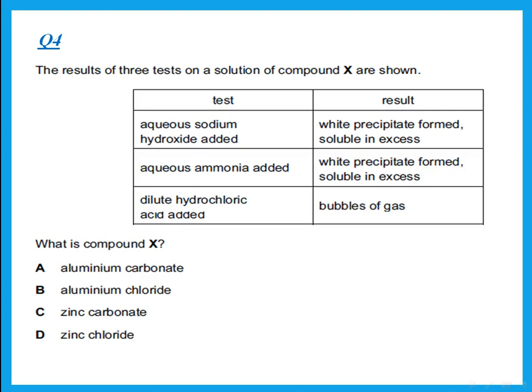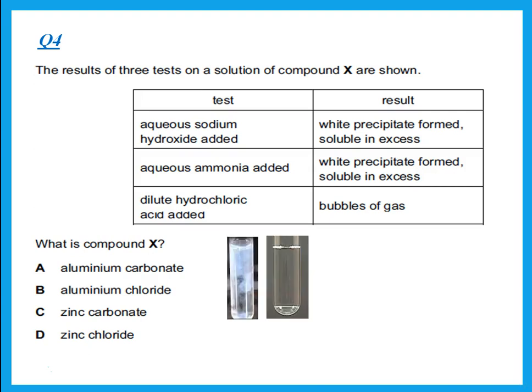So the next question says the results of 3 tests on a solution of compound X are shown. He first added sodium hydroxide and he got white precipitate soluble in excess. And then he added aqueous ammonia. Again, he got a white precipitate soluble in excess. We said when we say white precipitate soluble in excess, that means when I add drops, it gives a precipitate, a white cloud. And then once I add more and more of the sodium hydroxide or the ammonia in this case, the precipitate dissolves. That means it disappears and we have a colorless solution.